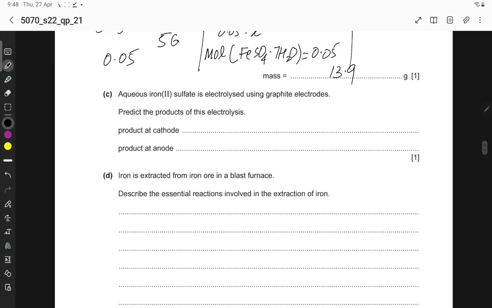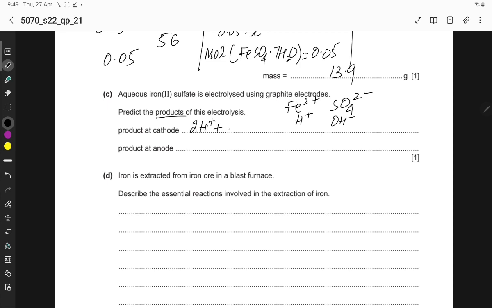Aqueous iron 2 sulfate is electrolyzed using graphite electrodes. Predict the products of this electrolysis. Product at the cathode. Now, iron 2 sulfate has Fe2 positive ions, sulfate ions and H positive and OH ions. Product at cathode is hydrogen ion because it is lower in the reactivity series.